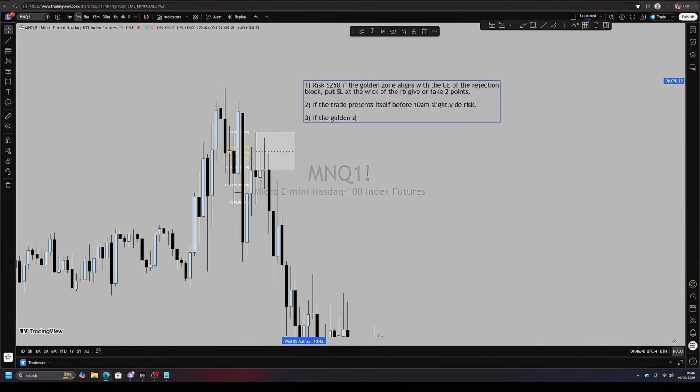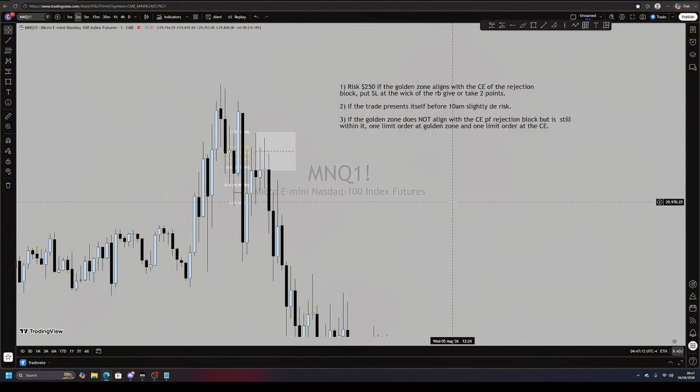If the golden zone does not align with the CE of the rejection block, but is still within it, place one limit order at the golden zone and one limit order at the CE. And now I've already gone over this one. Pretty self-explanatory. I already explained it before.